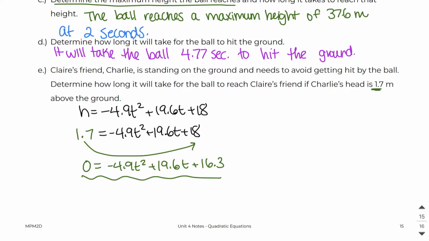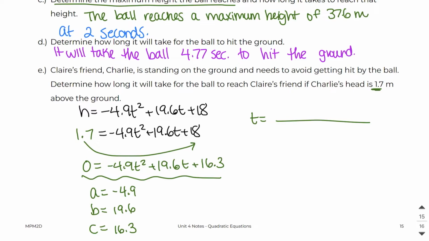I don't really want to factor it because if I factor it, I would end up having to deal with decimals, and I just don't feel like dealing with decimals. So here I'm going to identify the a value, the b value, and the c value. So the a is negative 4.9, the b is 19.6, and the c is 16.3.